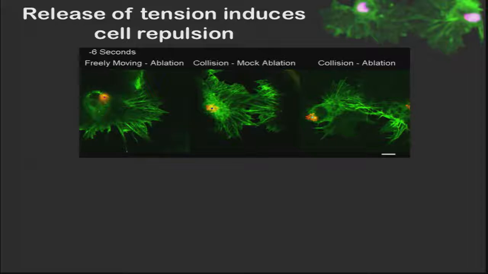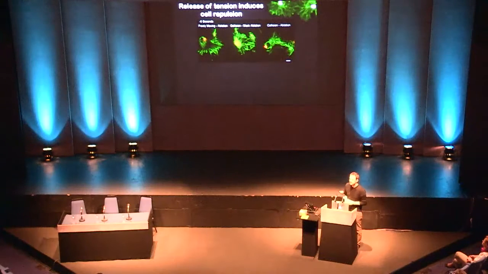But we wanted to know if the release of this tension was sufficient to induce this backward movement of the cells. So we performed more ablation experiments, where this time we also automatically tracked the nucleus to see where the cells would move to after we made the ablation. We did this in freely moving and colliding hemocytes. But in colliding hemocytes, we also did 2 different types of experiments: one in which we did actually ablate the actin fiber between the 2 cells, and others where we pretended to, to see where the nucleus would move if we just didn't do anything.